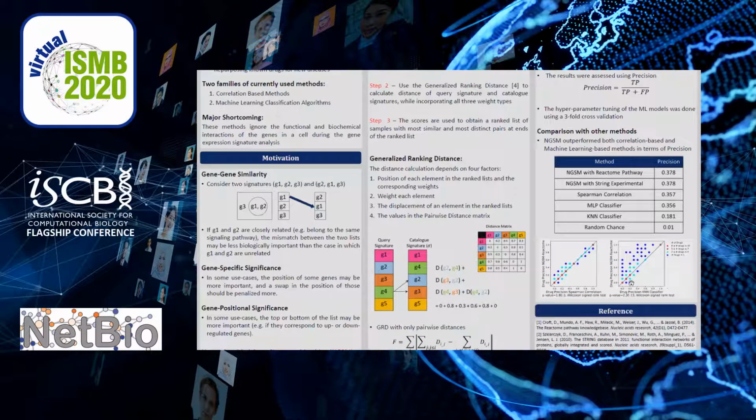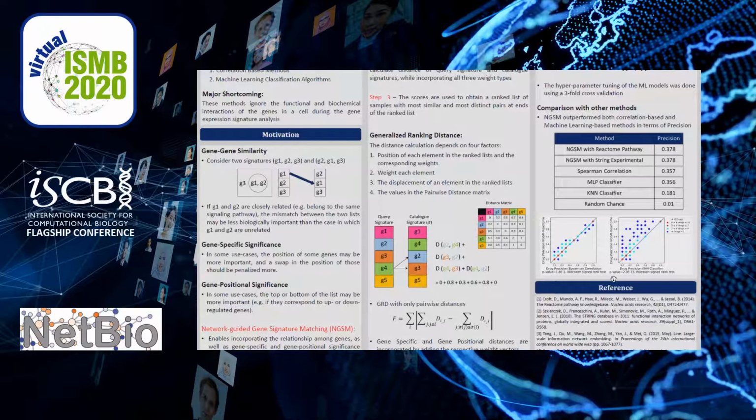The performance of drug precision based on NGSM with Reactome pathways is compared to baseline methods. The y-axis shows the average precision using NGSM and the x-axis using the Spearman correlation and KNN classifier. Each point in the scatter plot corresponds to the average precision of one or multiple drugs, represented by different colors. Wilcoxon's signed rank test showed a significant improvement using NGSM compared to these methods.